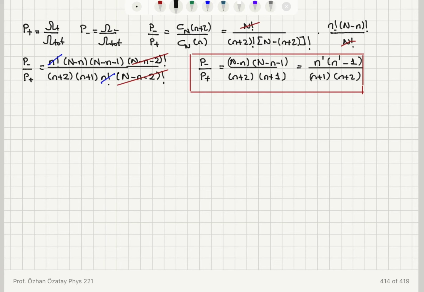Now, if I have n prime much greater than 1, n much greater than 1, then what would happen to this ratio, P minus to P plus? n prime minus 1 would become n prime, and n plus 1 is approximately n plus 2, which is approximately n. So this would be approximately equal to n prime over n squared.